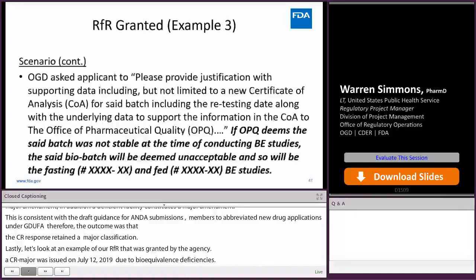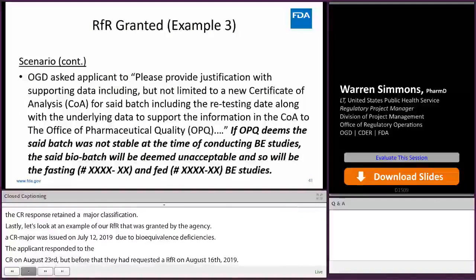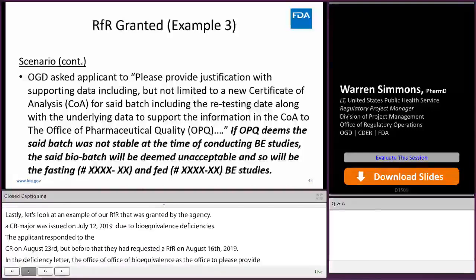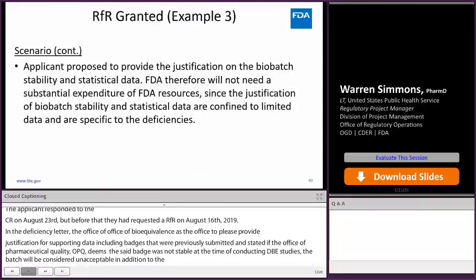2019. In the deficiency letter, the Office of Bioequivalence asks the applicant to please provide justification with supporting information for batches that were previously submitted and stated if the Office of Pharmaceutical Quality, OPQ, deems the said batch was not stable at the time of conducting the BE studies, the batch would be considered unacceptable in addition to the fasting and fed BE studies. The bioequivalence deficiency was classified as major because the deficiency pertained to inadequate in vivo bioequivalence studies due to biobatch stability and statistical issues.